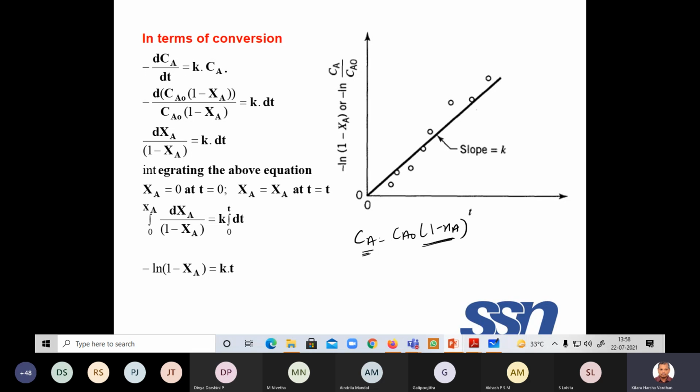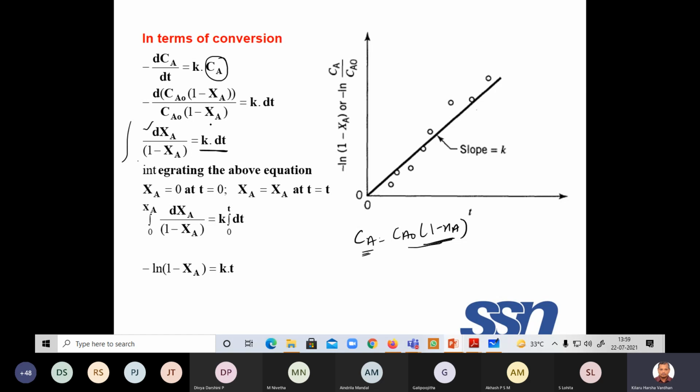Minus dCA by dt is K into CA. But CA, if you write in terms of this, then the differential of CA is nothing but CA naught into 1 minus XA, divided by CA, which again is CA naught into 1 minus XA, is K into dt. You are taking CA to one side, dt to another side. If you differentiate this, CA naught is constant, so you can take it outside the integral. That CA naught and this CA naught get cancelled out. The differential of 1 minus XA is minus dXA. There is a minus here, there is a minus here, dXA over 1 minus XA, is equal to K into dt.